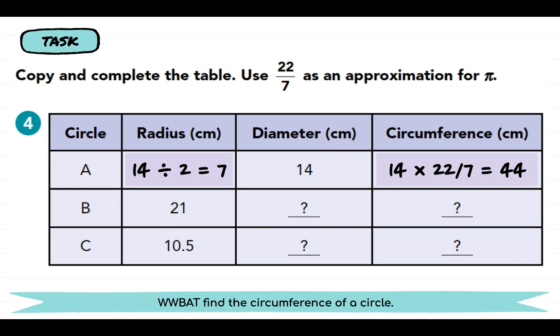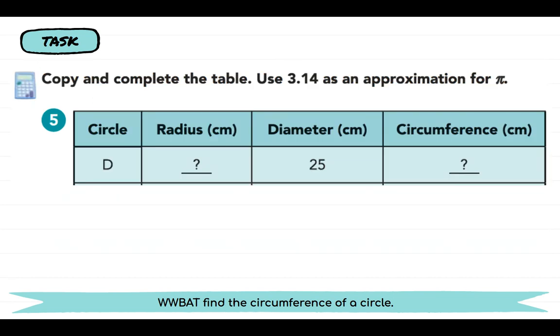Now you're going to do part B and find the answer for circle B. To find the diameter, remember that the diameter is 2 times the radius. So you can multiply the radius by 2 to get the diameter, and then multiply the diameter by pi, which is 22/7, in order to find the circumference. For the next task, you're going to use 3.14 as an approximation for pi. If the diameter is 25 centimeters, the radius is half of the diameter, and the circumference is pi times the diameter. We'll come back together once you're done.